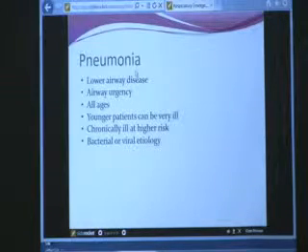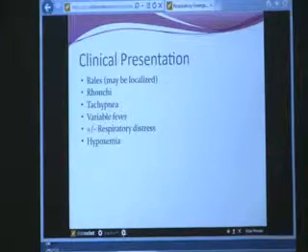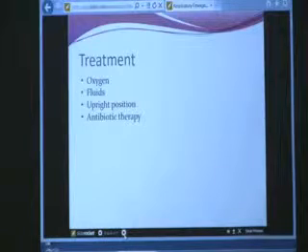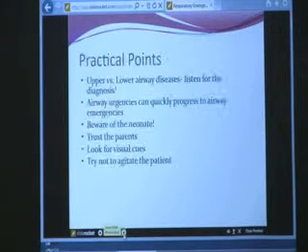Pneumonia. Probably not something you're going to be diagnosing in the ambulance, but you can get calls for these kids coming in with an airway urgency. It's all ages, usually young patients who are very sick, chronically ill, or at higher risk, and it's usually bacterial or viral etiology. Rales are usually localized with rhonchi. They can have tachypnea, plus or minus fever, plus or minus respiratory distress, and plus or minus hypoxia. Treatments are oxygen, fluids, and antibiotic therapy. Some of these kids can actually go home with oral antibiotics. They don't have to be admitted if you can get them feeling and breathing better in the emergency room.